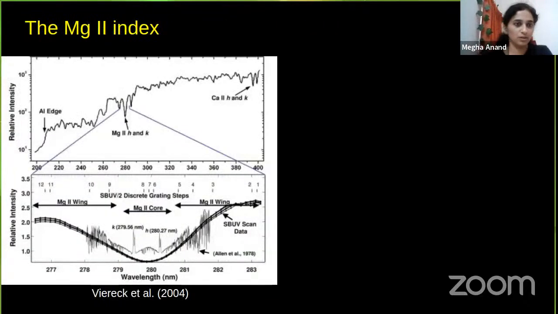So let's see what this magnesium index is and how it is defined. Here is the relative intensity, which is plotted in the 200 to 400 nanometer region. The magnesium II absorption line forms somewhere around 2800 angstrom. When zoomed in, you see a broad absorption profile with magnesium H and K forming somewhere in the core like this. Since the magnesium II line cannot be measured from the ground, it has been observed so far through rocket and space-based instruments.